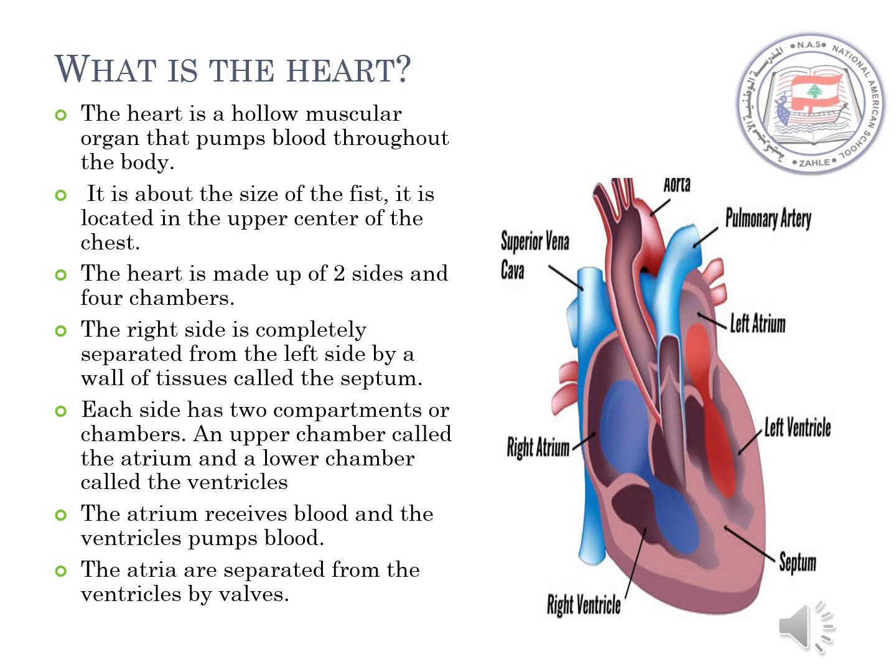What is the heart? The heart is a hollow muscular organ that pumps blood throughout the body. It is about the size of the fist and located in the upper center of the chest. It is made up of 2 sides and 4 chambers. The right side is completely separated from the left side by a wall of tissues called the septum. Each side has 2 compartments or chambers, an upper chamber called the atrium and a lower chamber called the ventricles. The atrium receives blood and the ventricles pump blood. The arteries are separated from the ventricles by valves.